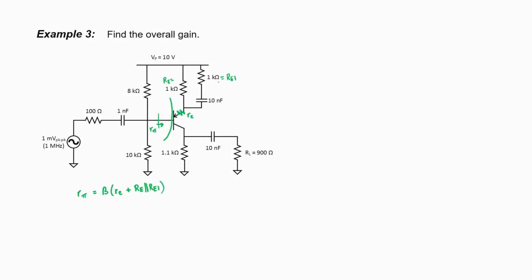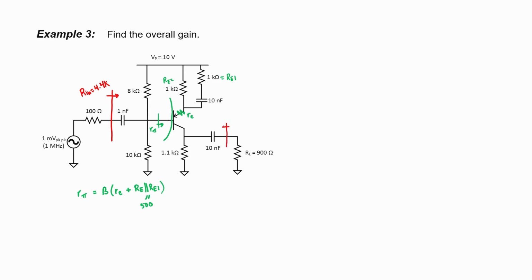In this case, though, RE in parallel with RE1 is just going to give us 500 ohms. When we multiply that times a beta of 100 or so, we get something like 50 kiloohms. So I'm not going to worry about putting that in parallel with our 10 kiloohms and our 8 kiloohms here when I calculate the input impedance. Let's just use our value from the last example, 4.4 kiloohms.